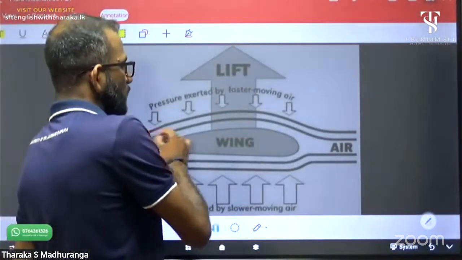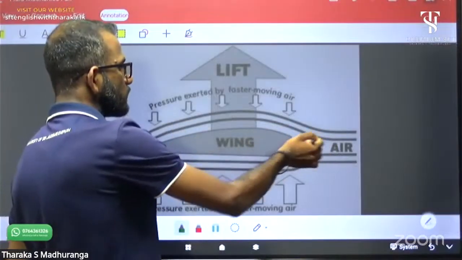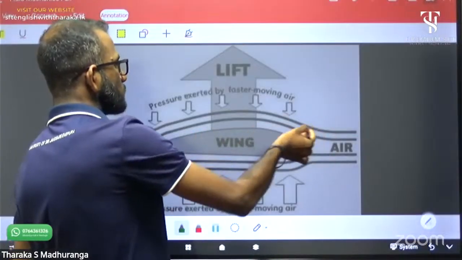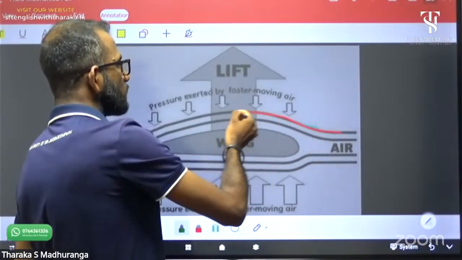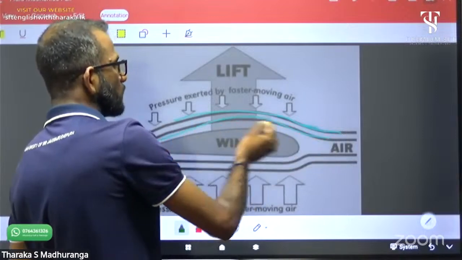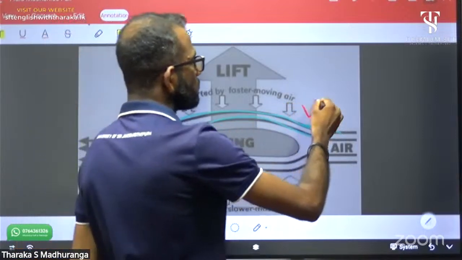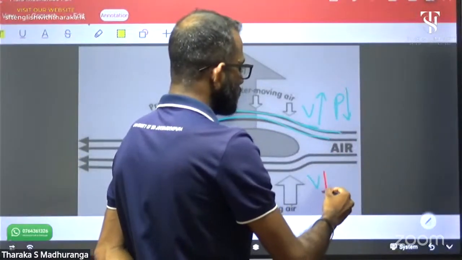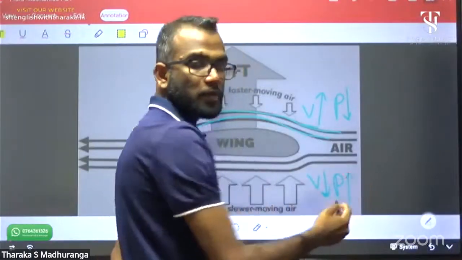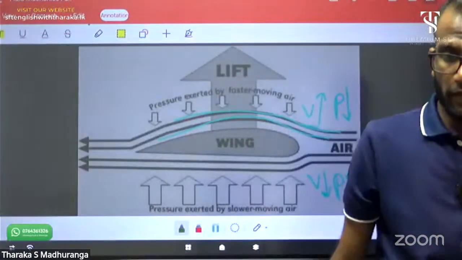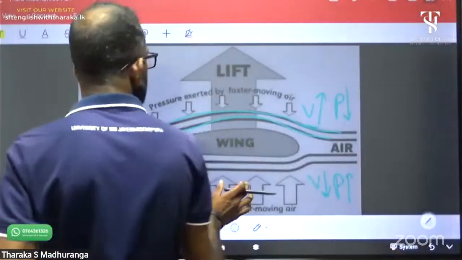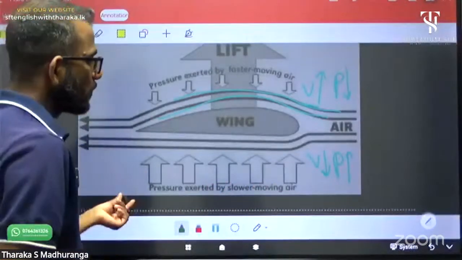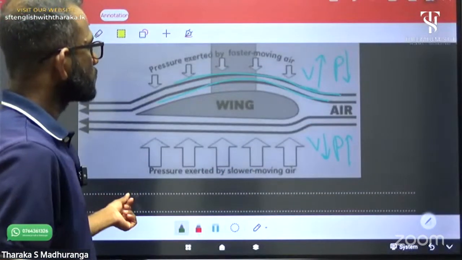These are the streamlines. See, this is the shape of an airplane. This is the streamlines. It is high speed and low pressure. It is low speed and high pressure. From high pressure to low pressure, a force is generated, right?